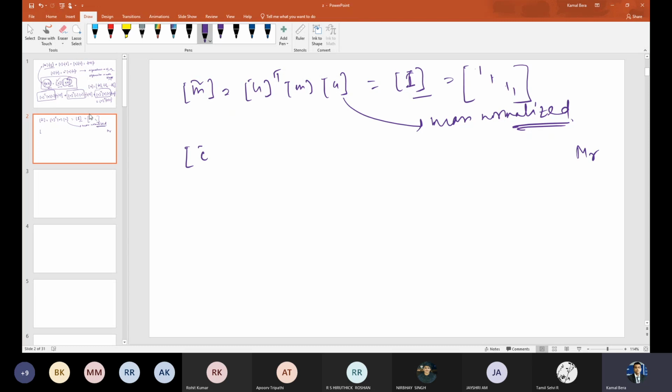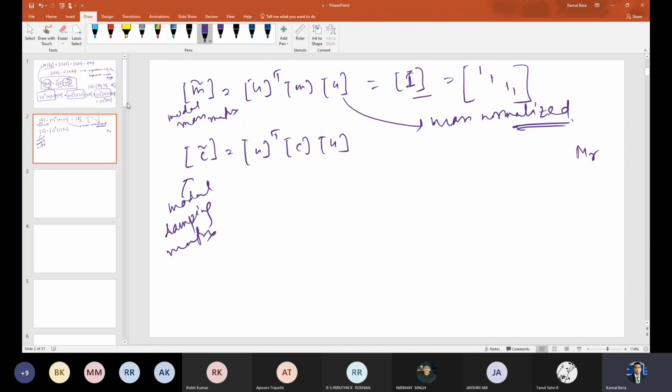Then C tilde equals u transpose C u, the modal damping matrix. These are all available in the PPT that I have sent. We have seen that for some special value of C, the matrix becomes diagonal. We call this a classical damping matrix. If you have any issue in understanding anything, you should ask me.